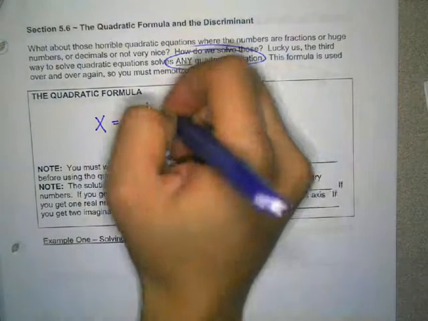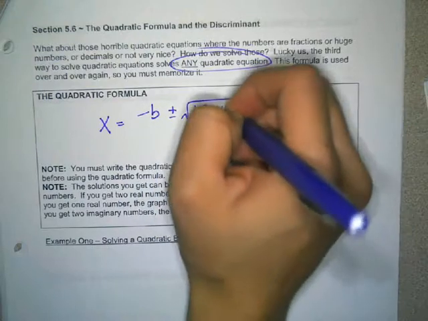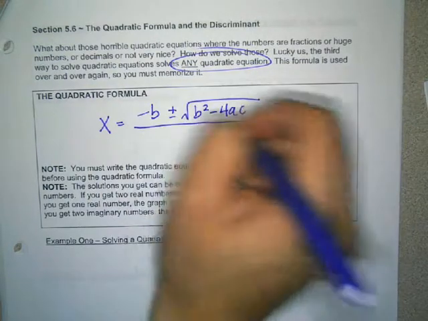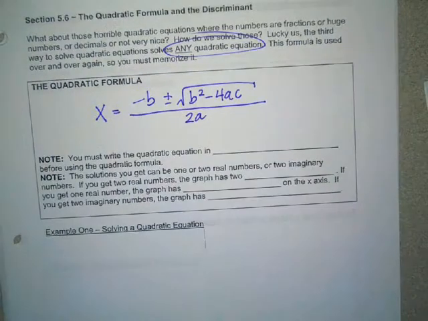So, quadratic formula: negative b plus or minus the square root of b squared minus 4ac, all over 2a. I will not put this on the test. You do have to have it memorized. But if you write down this formula every single time you do a problem for the next couple days that we're working on it, you will have it memorized after writing it down. So we're going to write it down every time before we just start plugging numbers in.